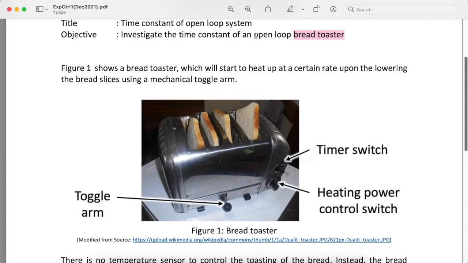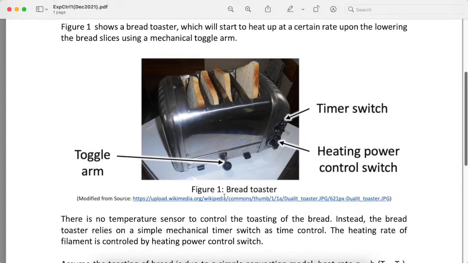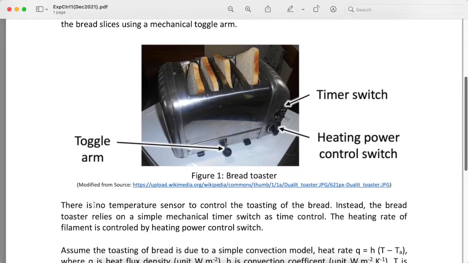So no feedback being inputted over here, so we call that an open loop system. What we have over here is that there is no temperature sensor to form a closed loop. So how we control this bread toasting would be through the mechanical timer, and this mechanical timer is being controlled by the timer switch here.